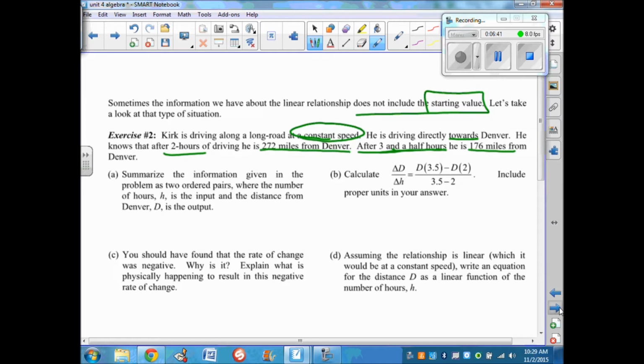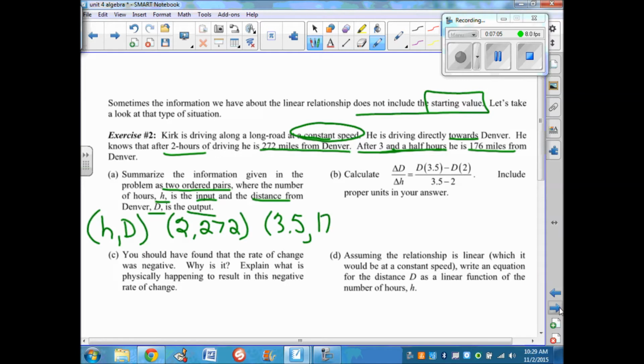Summarize the information in the problem as 2 ordered pairs, meaning 2 points, where the number of hours h is the input and then the distance d is the output. So we're looking at hours comma distance. So at 2 hours he's 272 miles from Denver, and at 3.5 hours he's 176 miles from Denver.